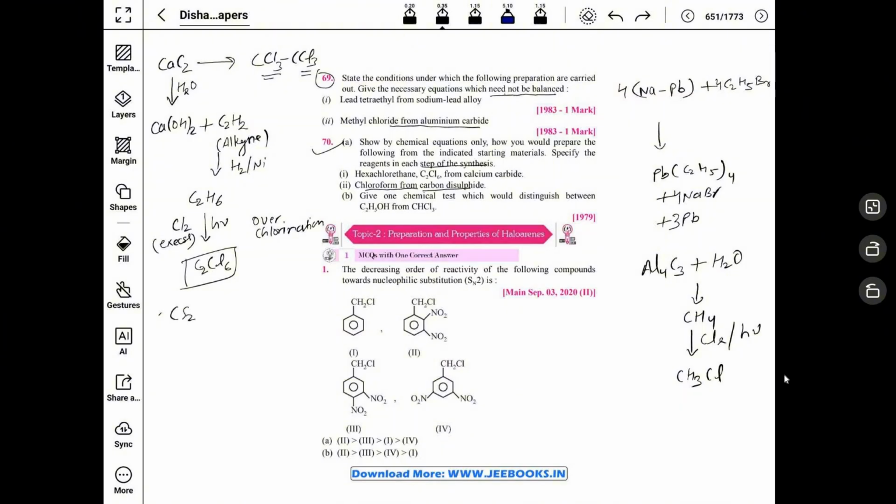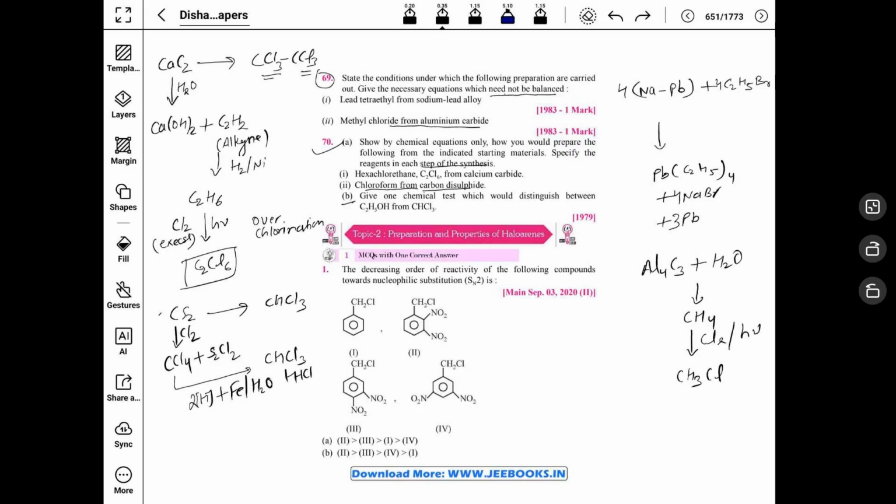So this is the carbon disulfide and we have to make chloroform. For this, we can first do the reaction with chlorine and it will give you carbon tetrachloride plus S2Cl2. And after that, you can reduce this carbon tetrachloride with hydrogen in the presence of iron to give chloroform.